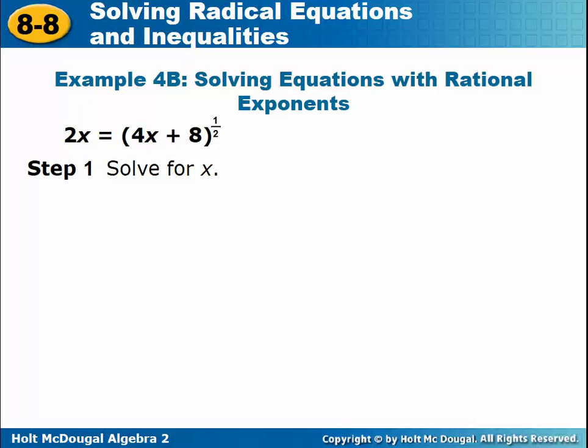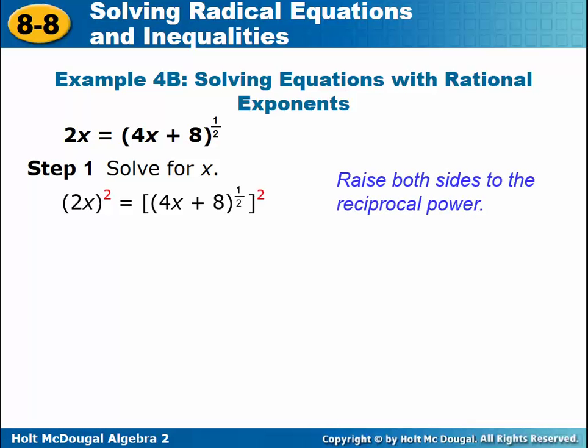All right, in this one, we have 2x equals (4x plus 8) all raised to the 1/2 power. So raise both sides to the power that is the reciprocal of this fraction. So in this case, raise it to the second power. When you raise 2x to the second power, both parts are raised to the second power. So we'll get 4x squared equals 4x plus 8.